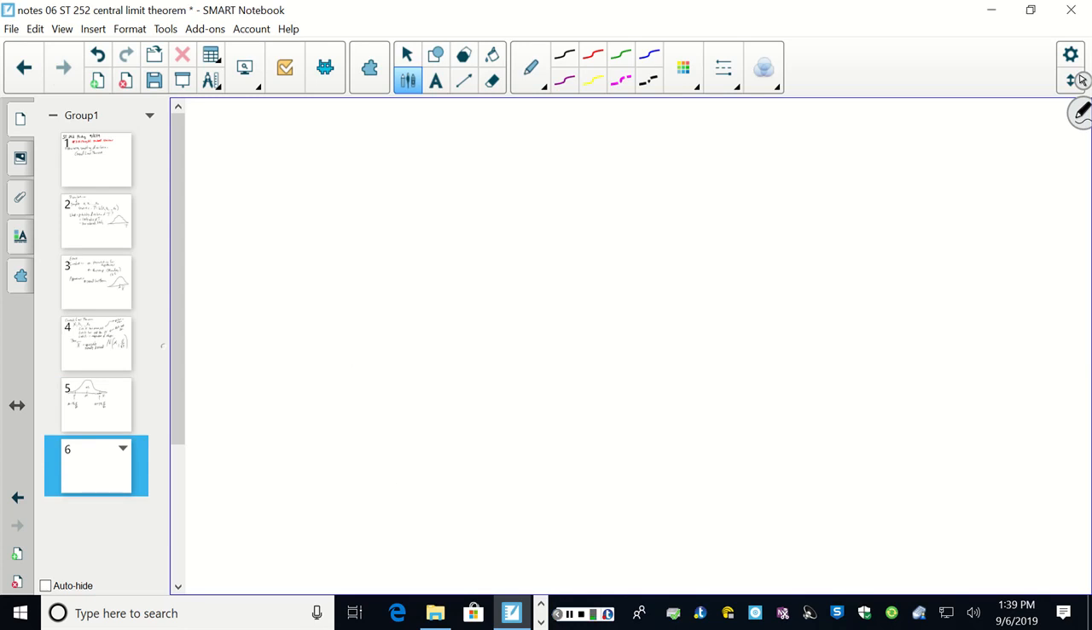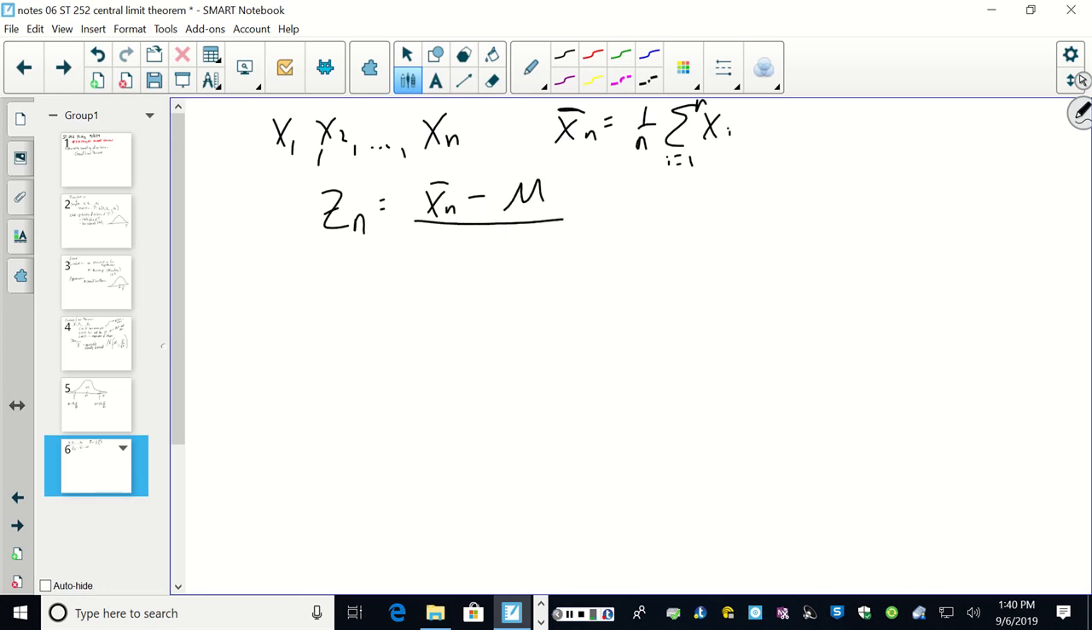So if you had the x1, x2, up to xn, and you let x bar n be the average of n observations, right, going from 1 up to n. So you can think about a random variable x bar with that little index meaning the sample size n. And you let Zn equal x bar n minus the mean over the standard error, sigma over the square root of n.